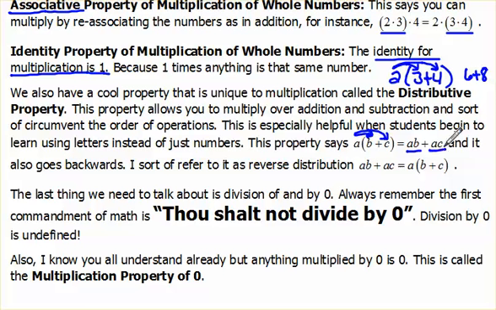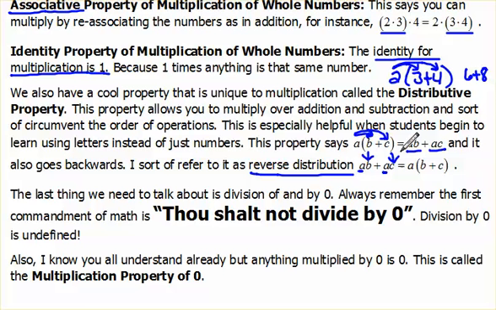And then it also goes backwards. We talk about this as factoring, but I like to look at it as just reverse distribution. If you have AB plus AC, we can see that they both have a common A. So we can pull that out the front, and we're still left with the B plus the C. So that's what I like to call reverse distribution.